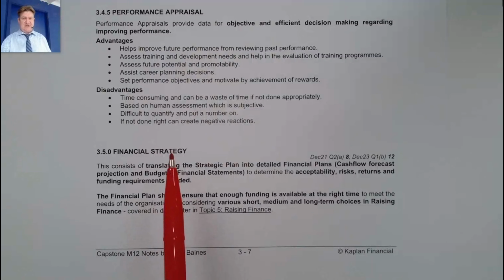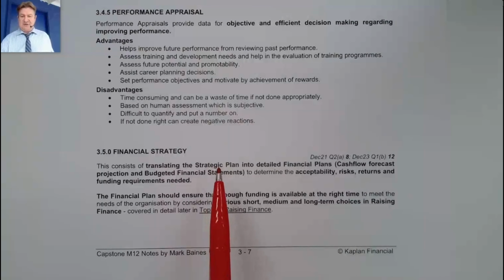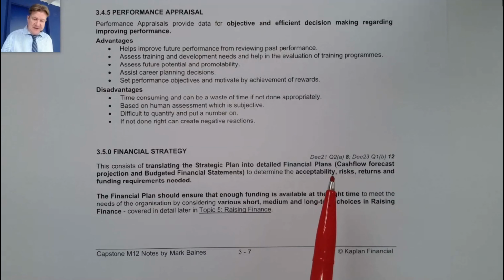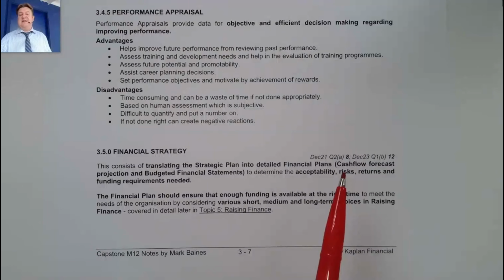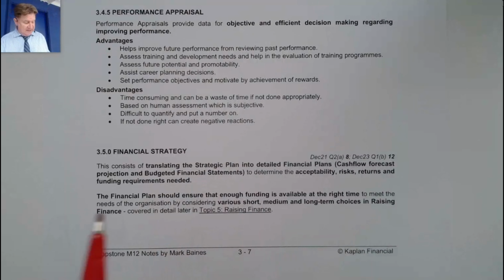Towards the end of this demo lecture, I'm going to show you some financial strategy. We've had a couple of questions on this one. This is where we translate the strategic plan into detailed financial plans. They can ask you in the Capstone exam for things like cash flow forecasts or budgeted financial statements. These are important when we start thinking about the finance we need to raise to match that need.